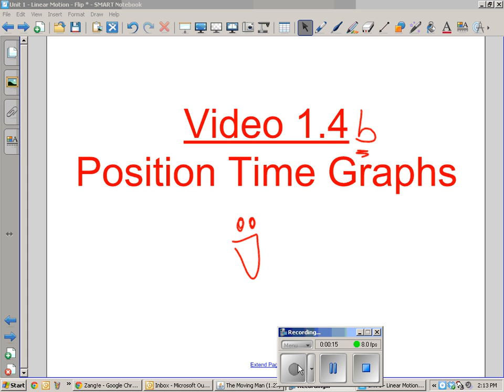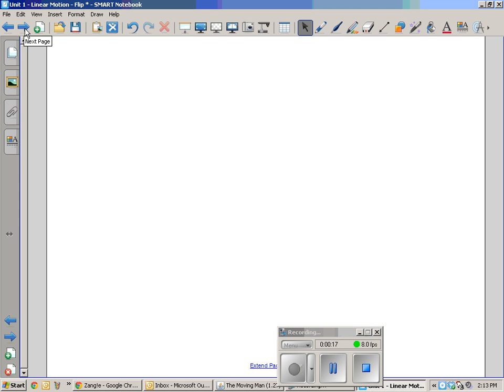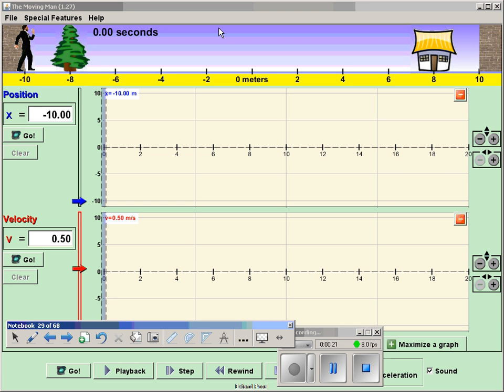All right, we're going to pick up right where we left off, which is we were looking at this. So as you can see, our moving man is currently standing over here by the brick wall, which means his position is -10. I got it set up so his velocity is 0.5. So before I do this, pause the video and ask yourself what the position time graph is going to look like.